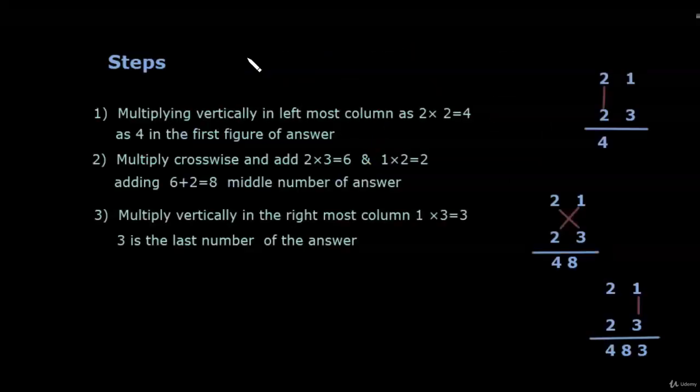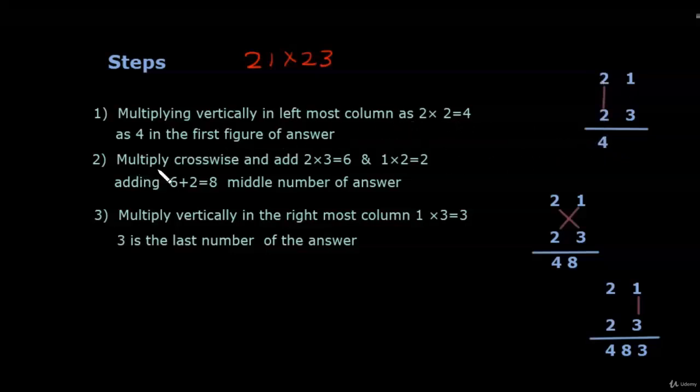Let us suppose that we have to multiply 21 by 23. Now the steps are multiplying vertically in the leftmost column, as 2 multiplied by 2 gives us 4. Here, this is the leftmost column. We will multiply these two numbers vertically, that is 2 times 2 gives us 4 here. So this will become the first figure of the answer, that is 4.